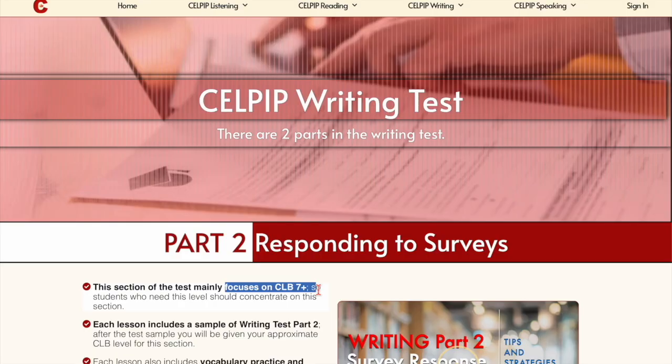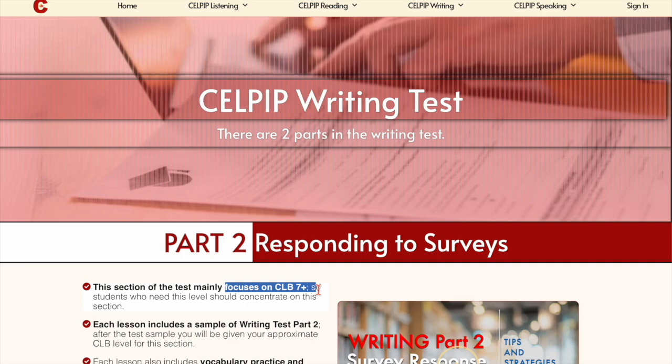Now, for lower levels, this means that this question can be a little more complicated than Part 1, and it can be more difficult to understand some of the vocabulary or to have some of the knowledge that you require to answer this question more than in Part 1.